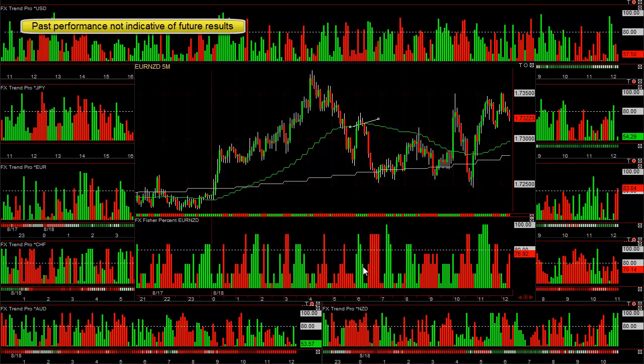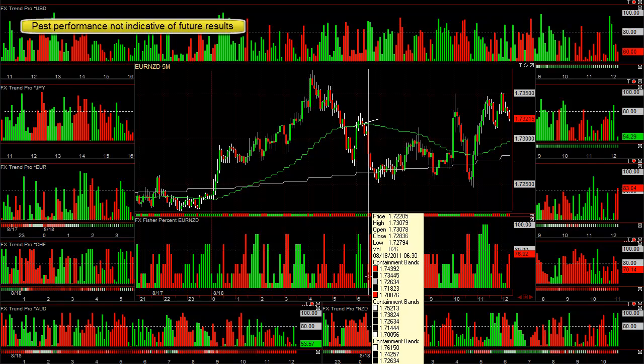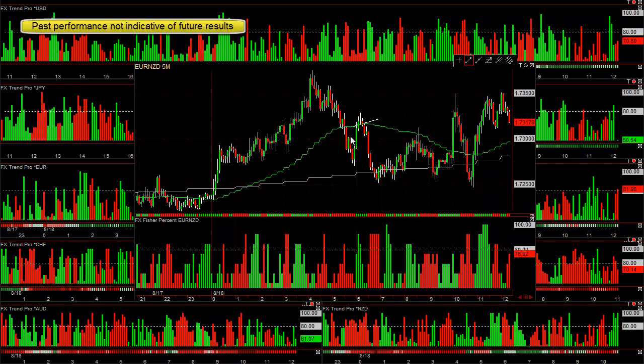You can see the real-time strength was lessening, and it actually went weak on 6:30 right here. So this is one of those anticipatory trades. Not the best trade in the world, because you ideally want to be underneath the hourly to sell.